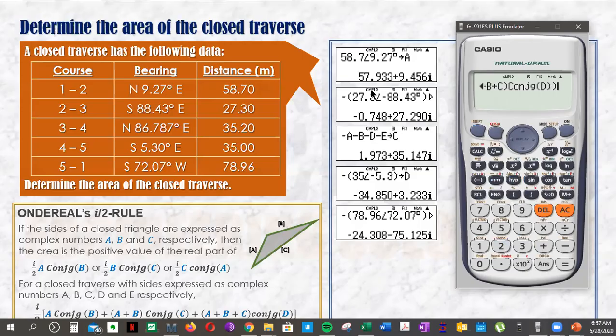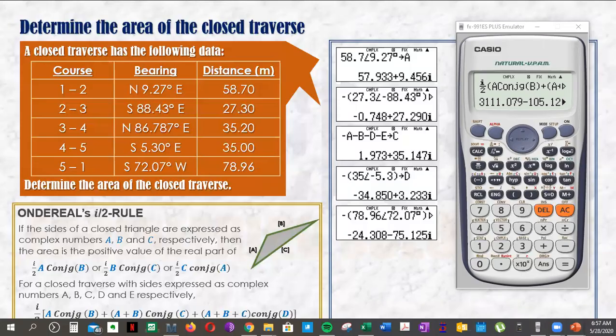Now, though there are 5 courses, you may not include the last one. I'm gonna discuss why, no? Bakit hindi na kinangan, no? So, close parenthesis and equal. So, see, I got 3,111.079. So, that's the area. In the previous slide, the area I got was 3,111.076. No, so konti lang yung difference, no, sa third decimal lang.